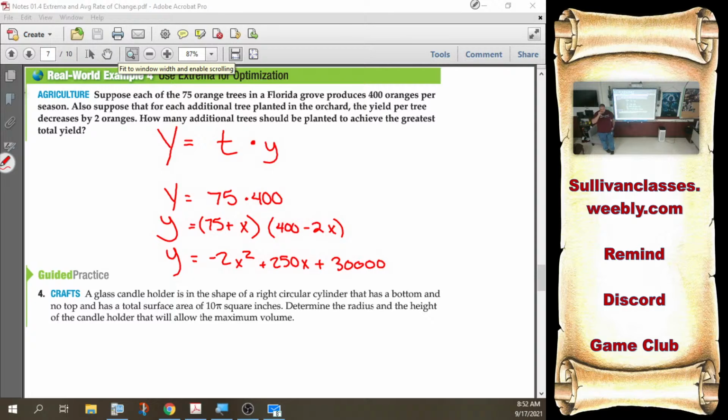So I can plug either one of those into my calculator and it's going to give me the same parabola. This parabola has a negative out front in the A spot, so I know that it's going to do one of these. Analysis of functions. What is this point going to be? It is a y-intercept. What is it specifically going to be? When I add no additional trees, how many oranges will I get? 30,000, right?